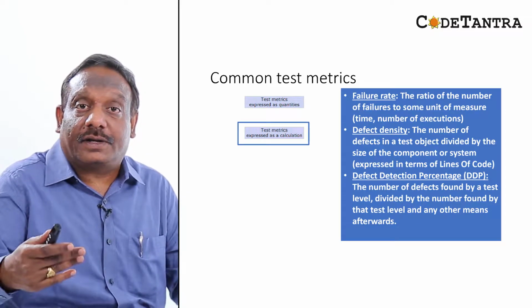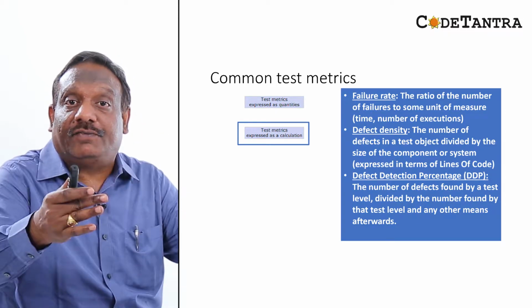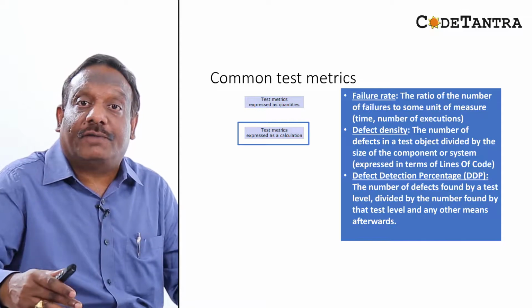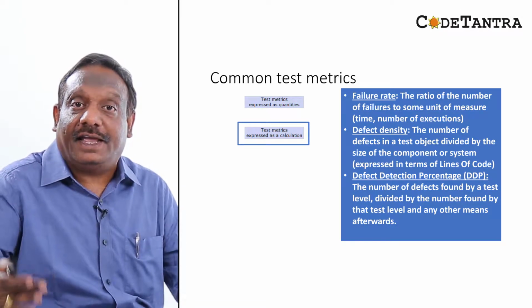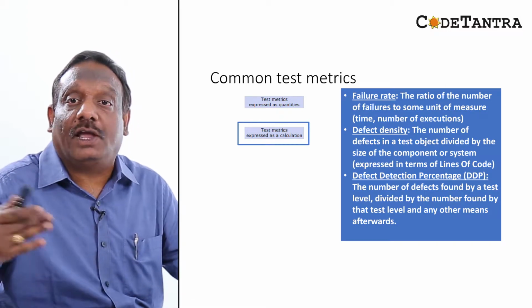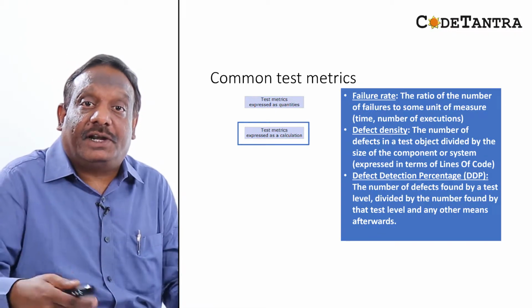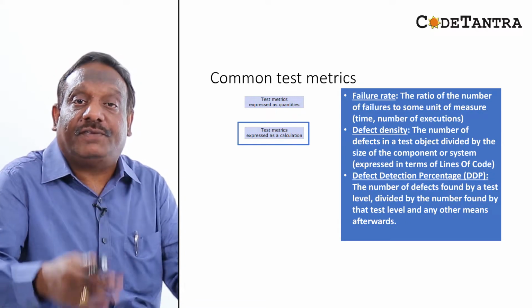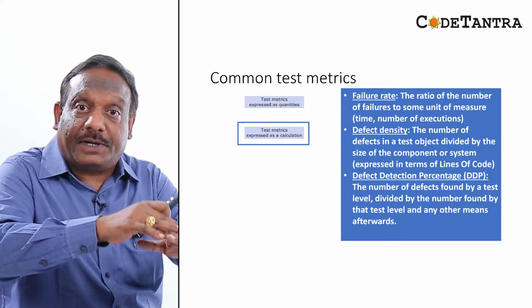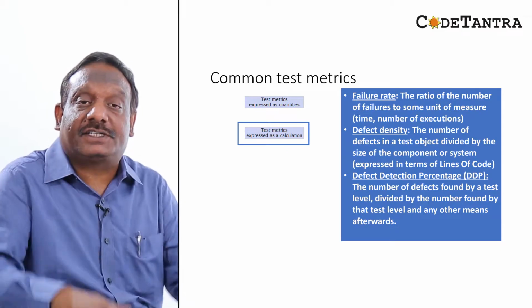Let's say you are calculating the number of defects divided by the number of lines of code in a software, then we call it defect density, expressed as defects per KLOC. And there is another metric called defect detection percentage. Let's say you are measuring defect detection percentage for a particular level, let's say system level.